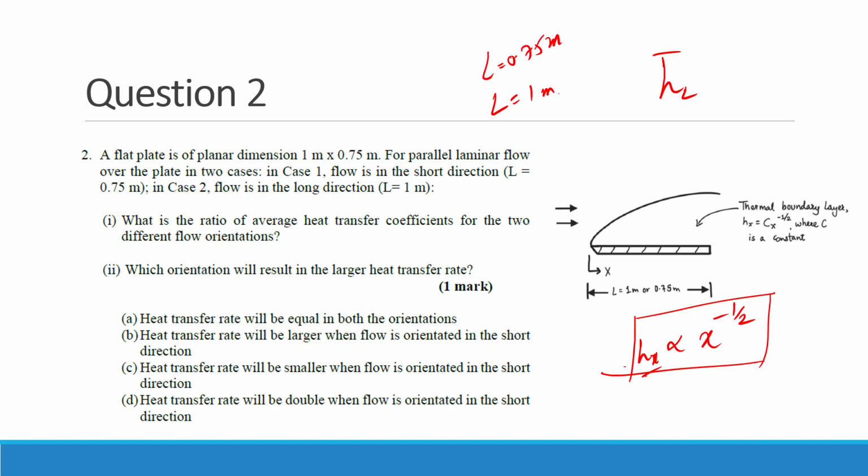over the entire length. That is, HL will be 1 upon L integration of 0 to L Hx dx. So you can replace these values over here, and then you can find the correlations between both of these lengths. So you can try solving these questions. So we will discuss this question in a couple of minutes. If you have any doubt, you can ask me and we can address your doubts.